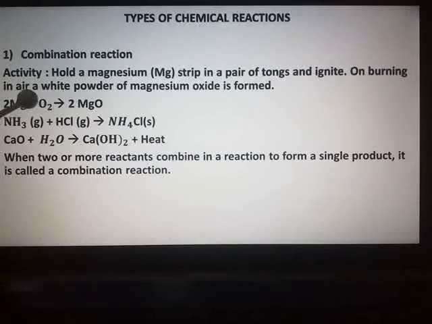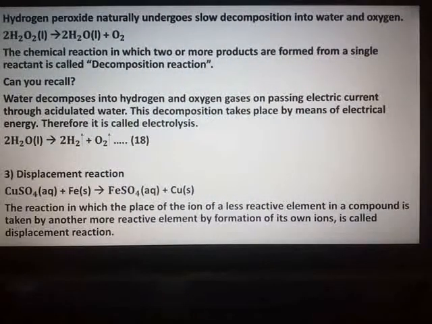Magnesium ribbon burns with oxygen from the air, forming magnesium oxide. Ammonia gas reacts with gaseous HCl, forming ammonium chloride. Calcium oxide, when treated with water, forms calcium hydroxide with the liberation of heat. So when two or more reactants come together yielding a single product, you call such a reaction a combination reaction. The next which we had studied was decomposition reaction.